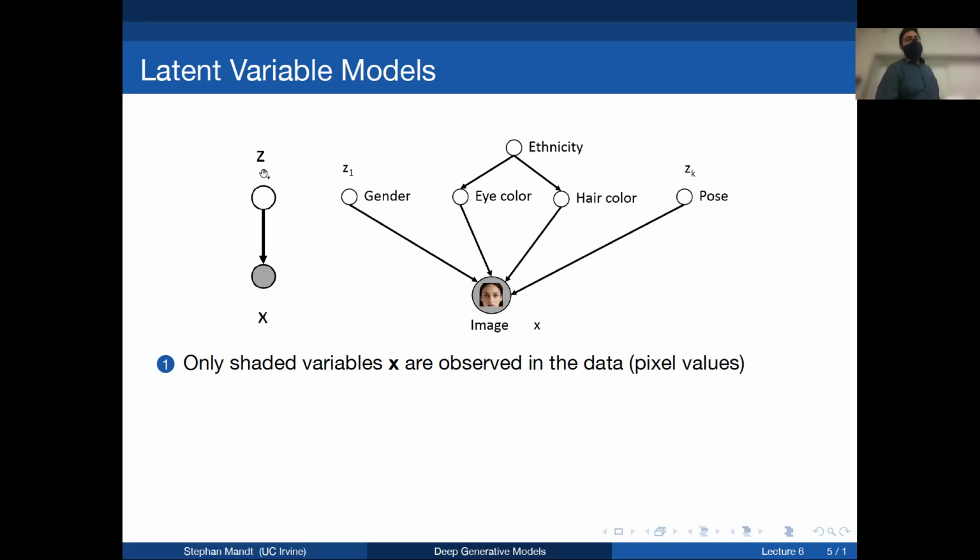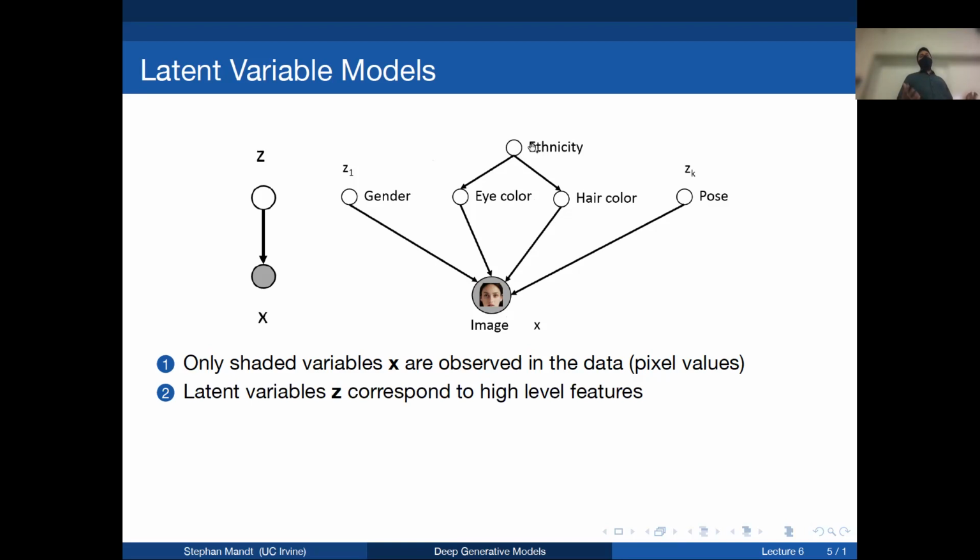And then there's an arrow going from z to x, expressing that x is modeled based on the value that z takes. In the example of images, it could be the diagram that you see on the right-hand side. We want to model the image. That image depends on the gender. It also depends on the pose. It depends on eye color and hair color, which in turn could be influenced by ethnicity and so on. So you get the idea of trying to manually specify such a generative process of the data.